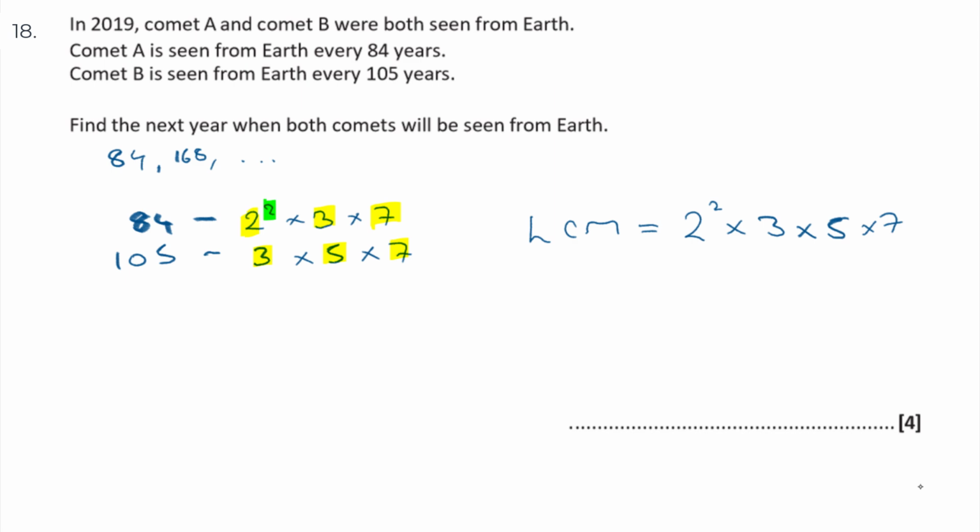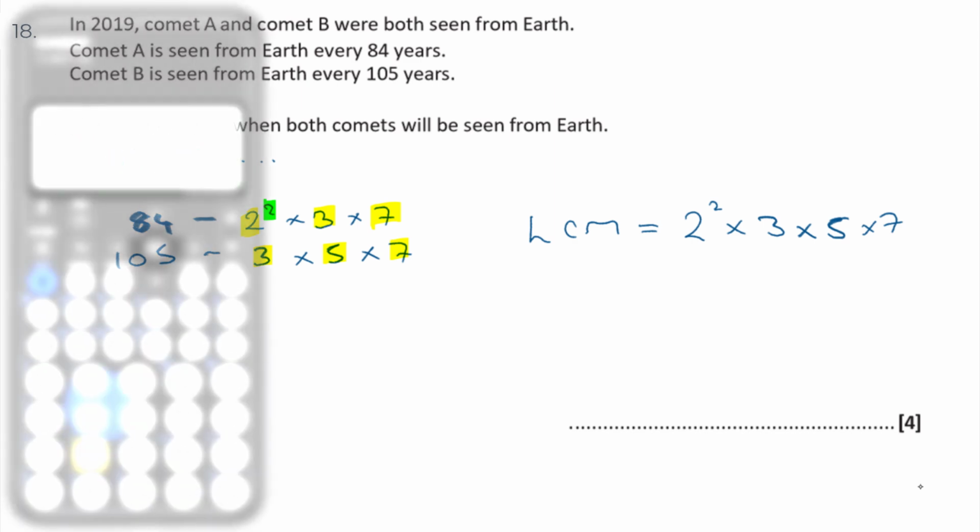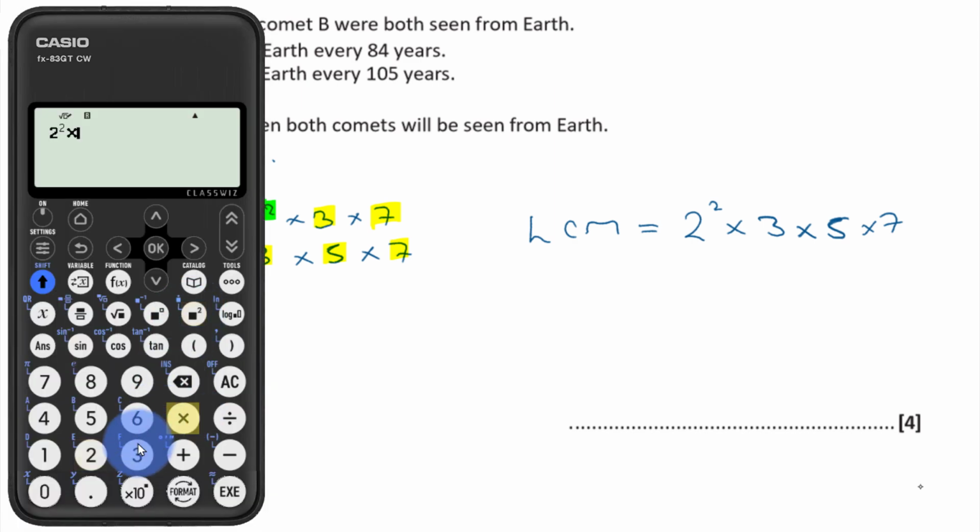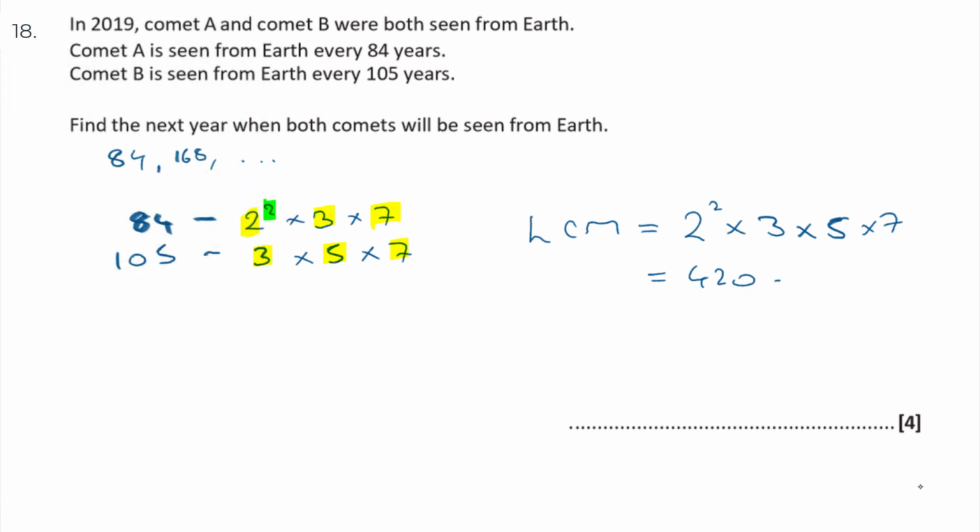Okay, so I'm going to get 2 squared times 3 times 5 times 7 as my answer. So what's that then? 2 times 2 times 3 times 5 times 7. That comes up to 420. Oh, it wasn't that far then. It wasn't millennia. It was 420 years. Perhaps it would have been quicker just to write them all out. I don't know. Anyway, I like that method.